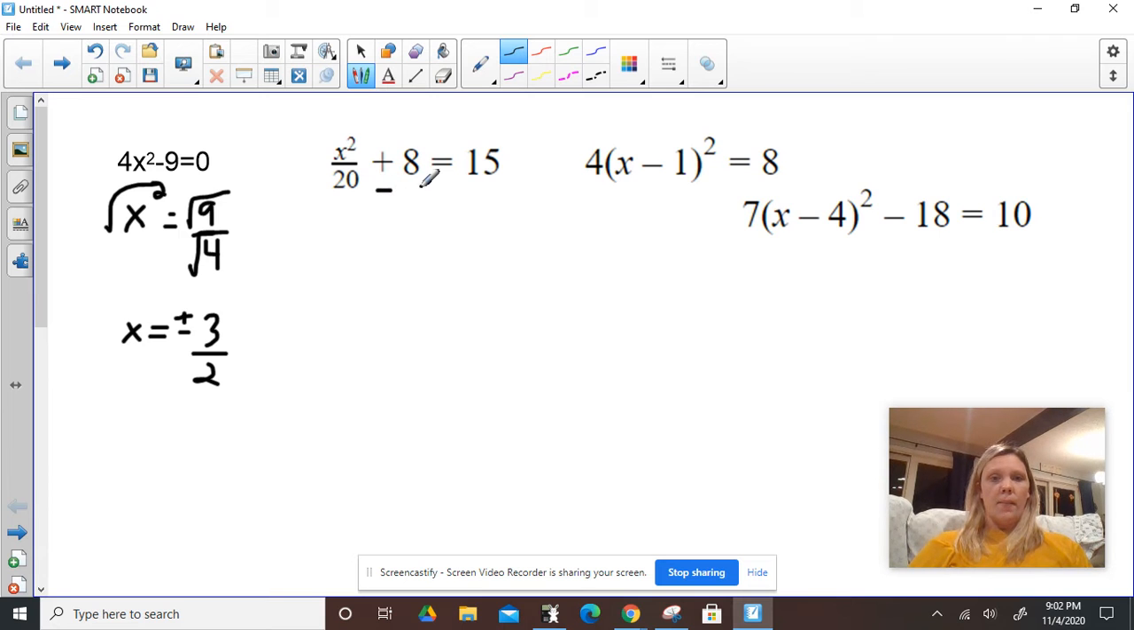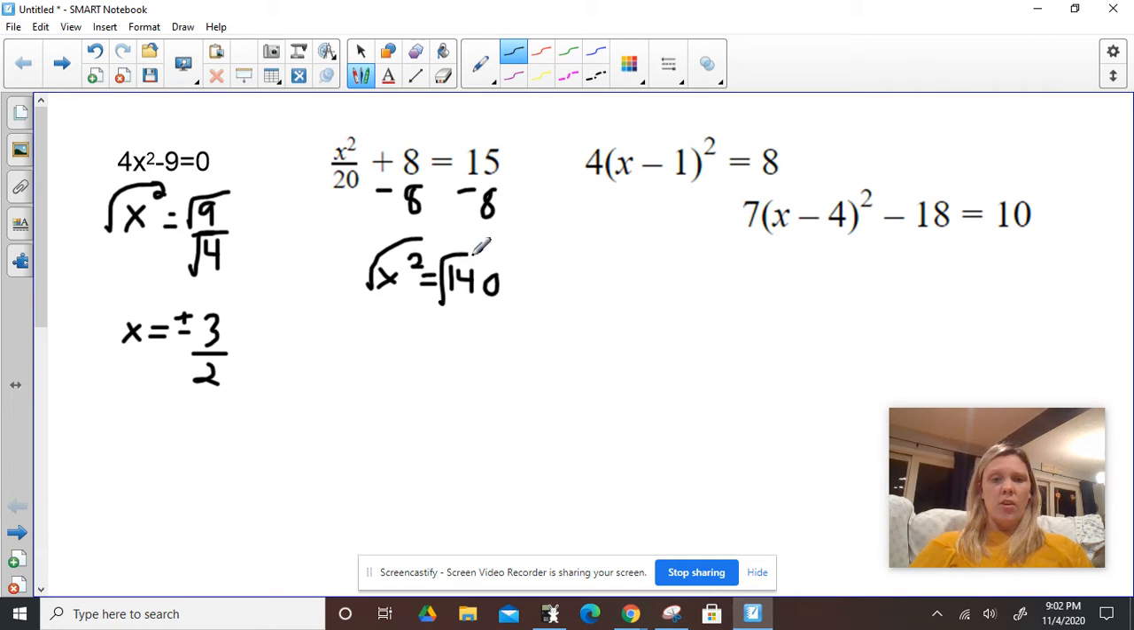Next is this problem here. Again, I feel like you did everything fine and you subtracted 8. I'm just going to skip to the part that you got. So you circled the answer x squared equals 140, and then you stopped and circled that. So just make sure that you take a second to take the square root of both sides.